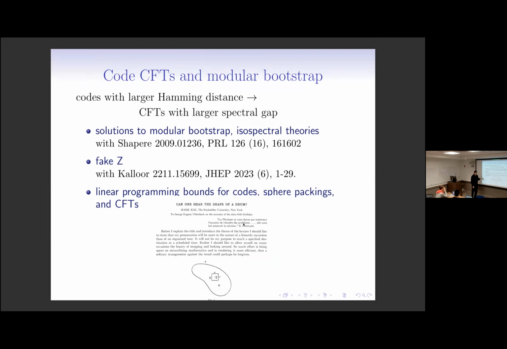This is a slide about our achievements. What did we achieve in a practical sense, starting with this construction? So, morally speaking, you can make it a precise statement, but then it has to be a little bit nuanced. But morally speaking, the code with a larger Hamming distance, so a better code, will give you a CFT with a larger spectral gap. A spectral gap is the energy of the first excited state in your CFT.